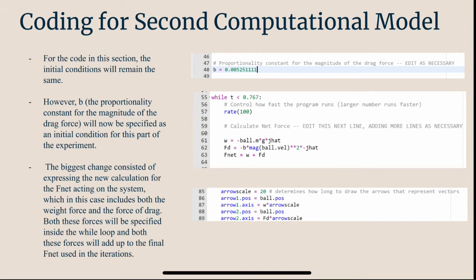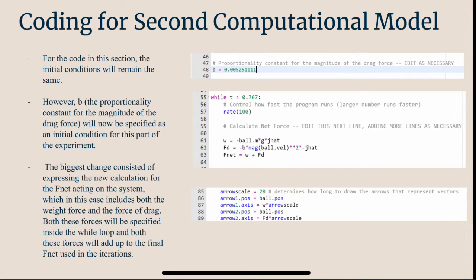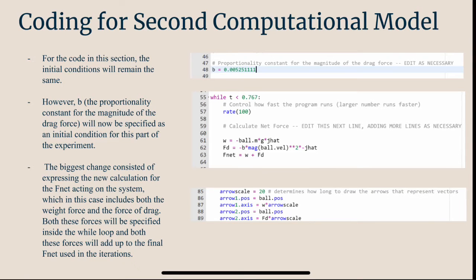I determined B by setting it to a value and changing that value until my computer model's final position for the paper ball was closer to the position that was initially observed. The biggest change consisted of expressing the new calculation for the Fnet acting on the system, which in this case includes both the weight force and the drag force.